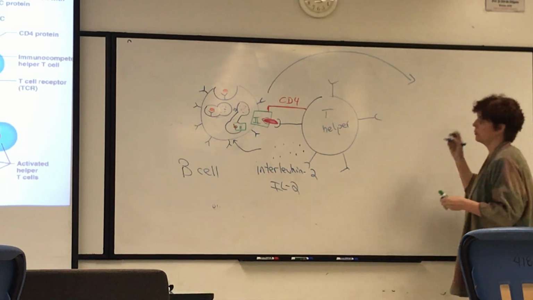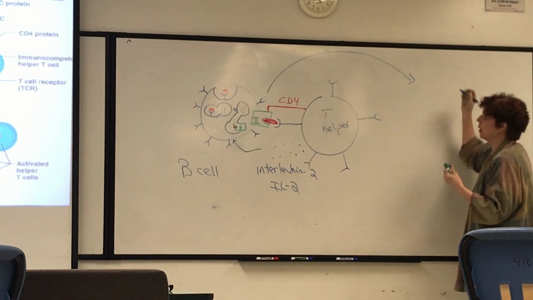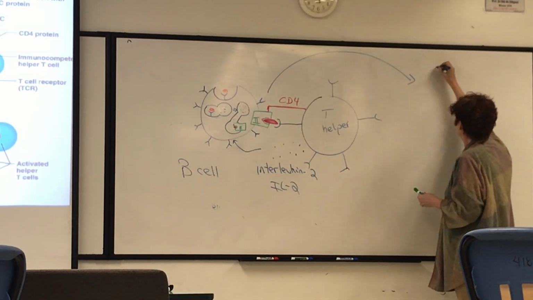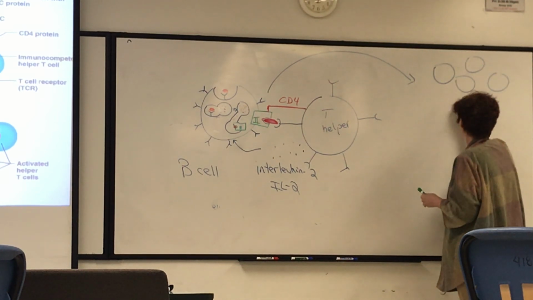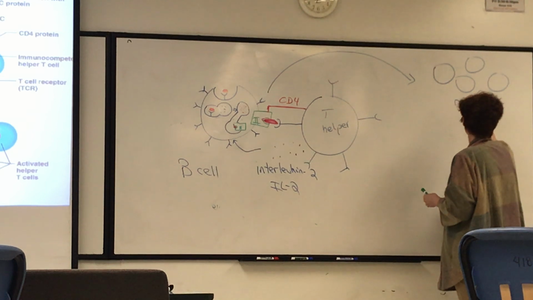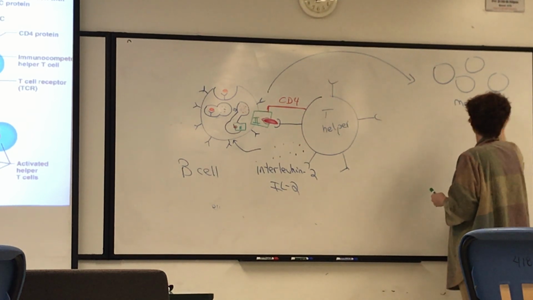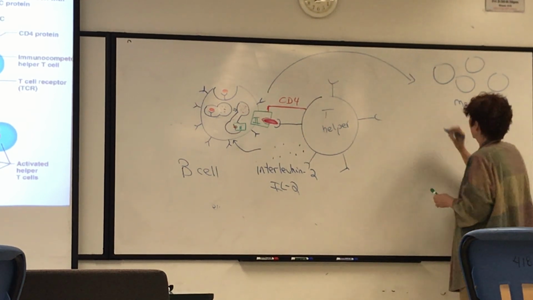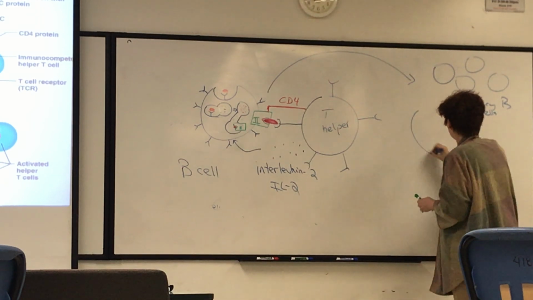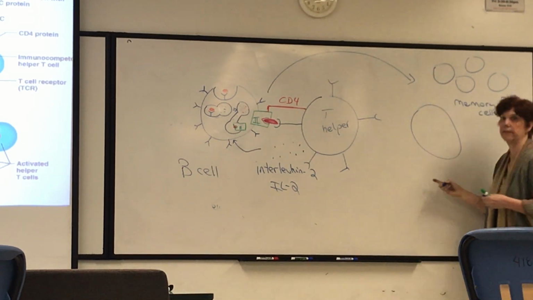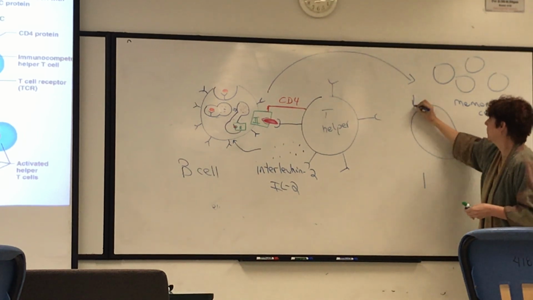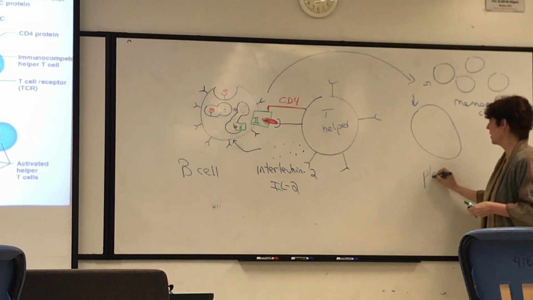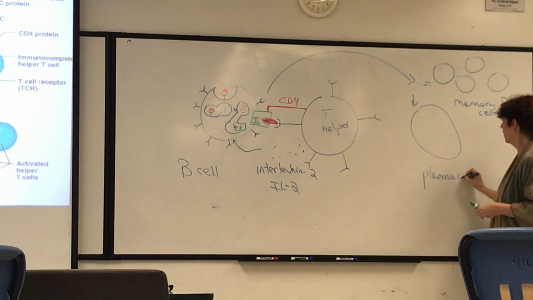is going to do one of two things. Well, it will divide, all right? So it will divide, and divide, and divide, and it will form these memory B cells. But one of those won't wait for that, or several of them won't wait. Several of these will stay as memory cells, and others will become plasma cells. Not just one, but a bunch.